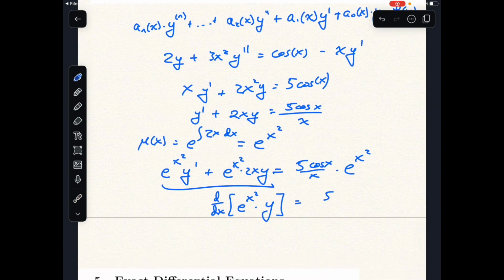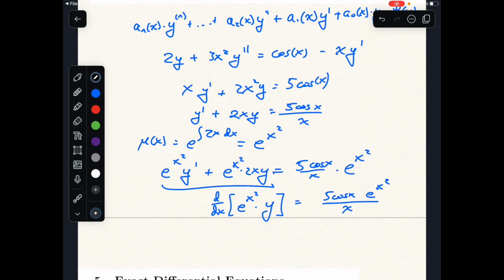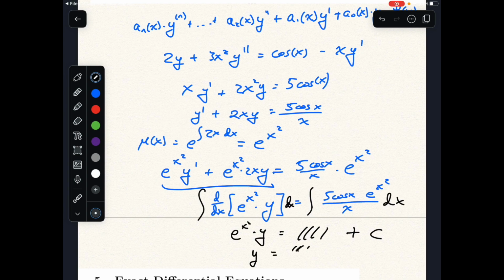On your right-hand side, in this case, we're not going to be able to solve this very easily, but assuming that you get something on the right-hand side that you can actually integrate, your next step would just be to integrate both sides with respect to x. Then your left-hand side is just going to be e to the x squared times y, and your right-hand side is just going to be whatever that antiderivative is, plus c. Then you can just divide both sides by e to the x squared.